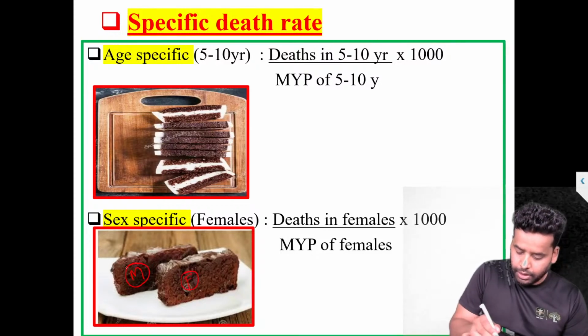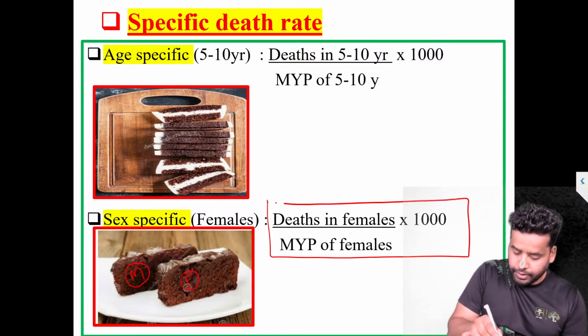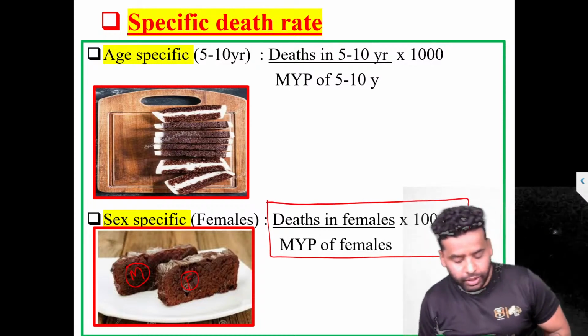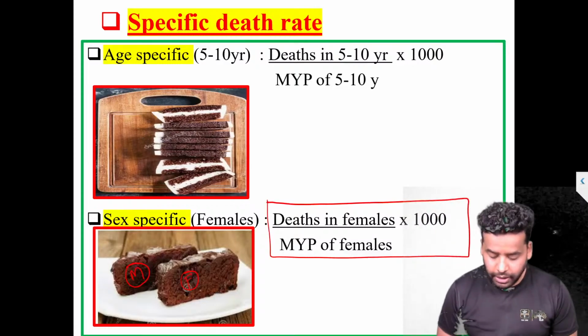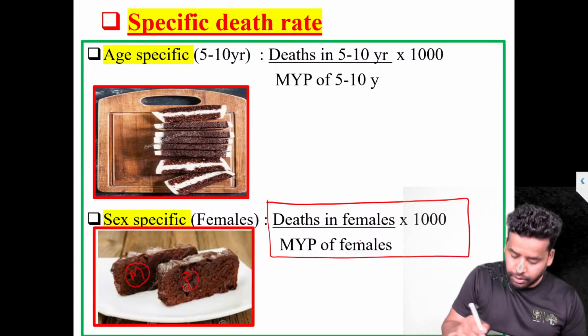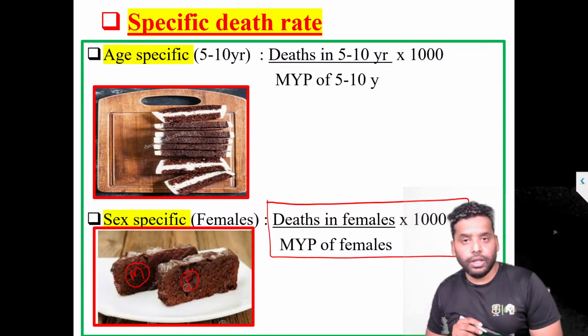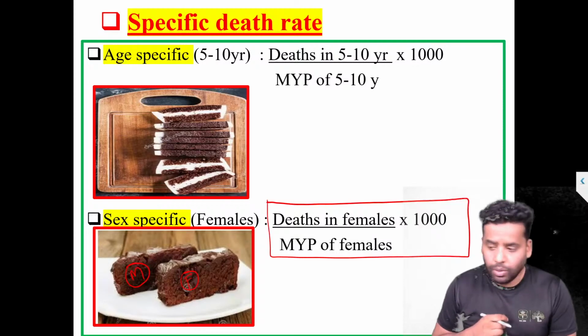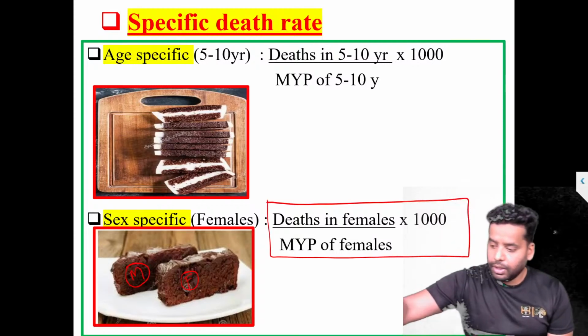Write down the formula. If I want to know for females, mid-year population of females in the denominator, numerator is deaths within females. Multiply the whole thing into 1000. Usually in most of the countries, males will have more risk of death. What can be the reason males will die more?